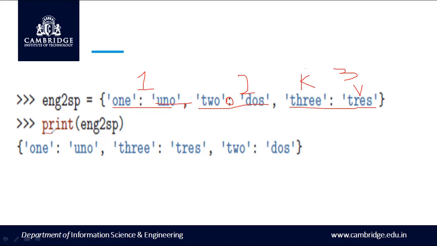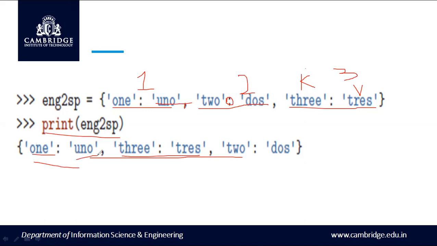So when we print this dictionary, you can see the key value pairs being displayed in curly braces, and you should note that there is no order for the items in the dictionary. You can see here the first key value pair is 1 and uno, the second key value pair is 3 and tres.